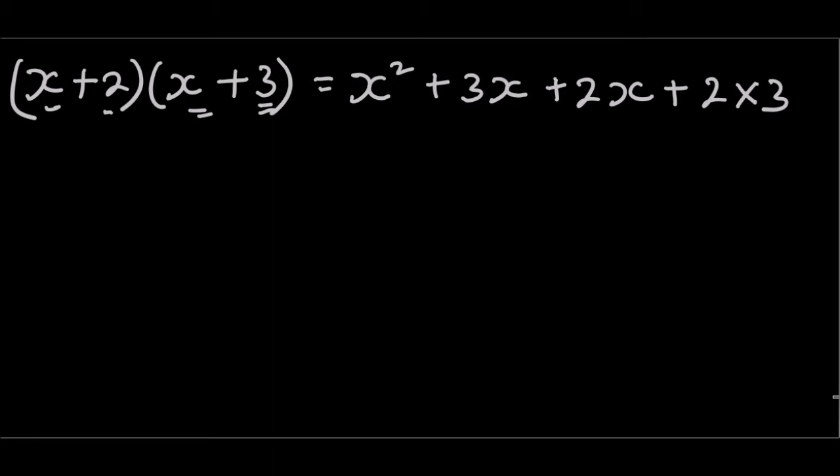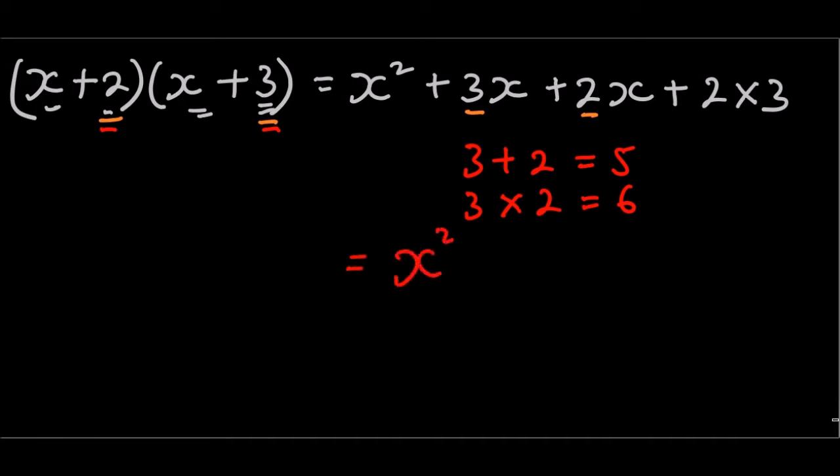There's something I want you to understand here so that you will be able to factorize. Note that we have the numbers 2 and 3. When we expand, we have 3x and 2x, which add up to 5x, and we multiply 2 times 3. When you add 3 plus 2, you get 5, and when you multiply 3 by 2, you get 6. So this is equal to x squared plus 5x plus 6.